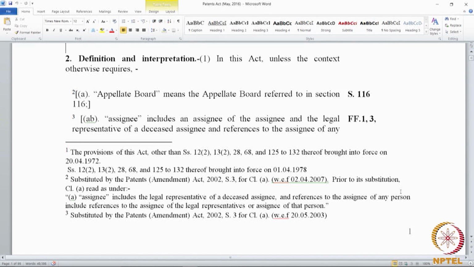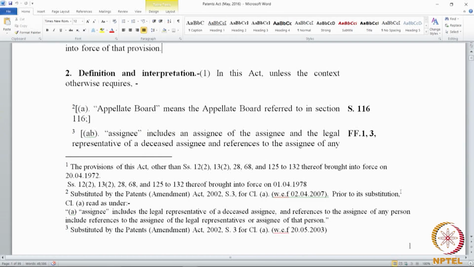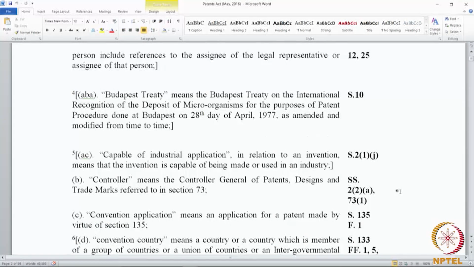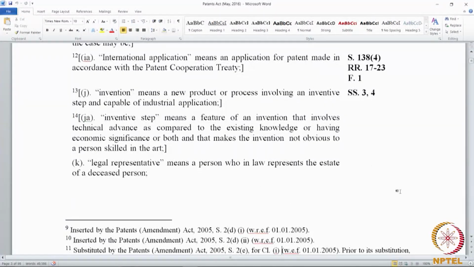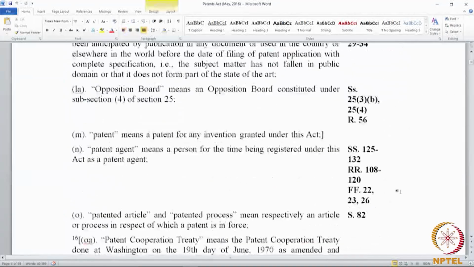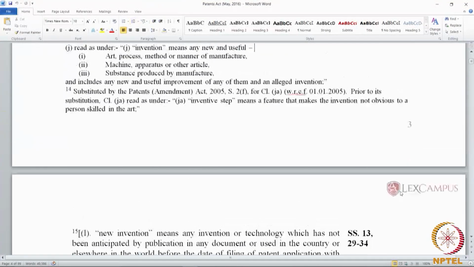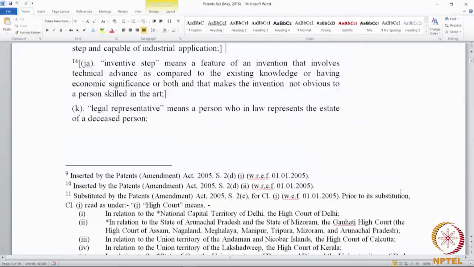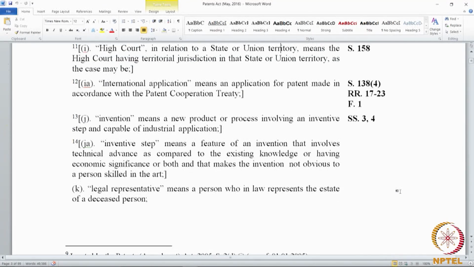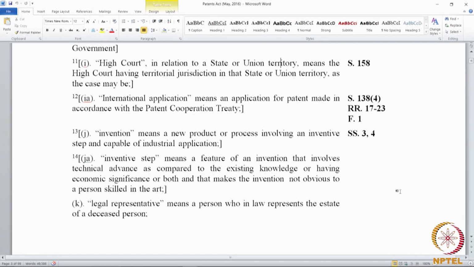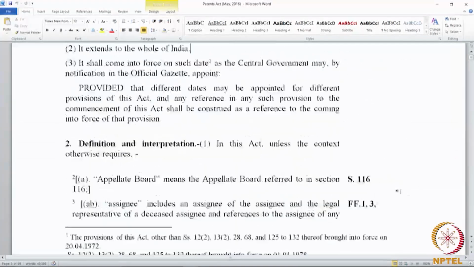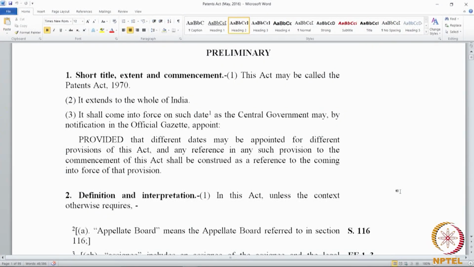Now, we will look at instances where all these four types of definitions appear within the Act. For instance, we just found in section 1 that the Act shall apply to the whole of India. And if you come down here, you can see that I has only 3 entries: international application, invention, inventive step. India is not an entry. India is not defined. But in section 1, as you saw, India is mentioned.